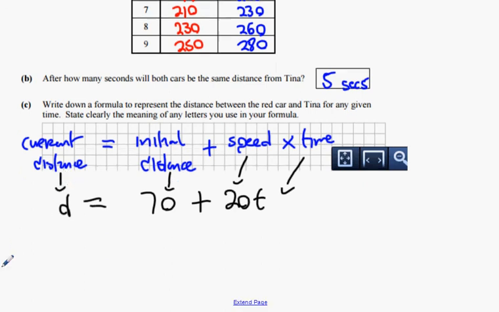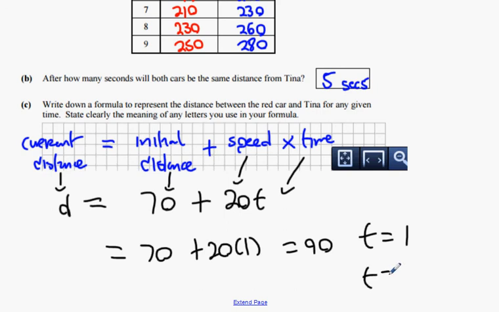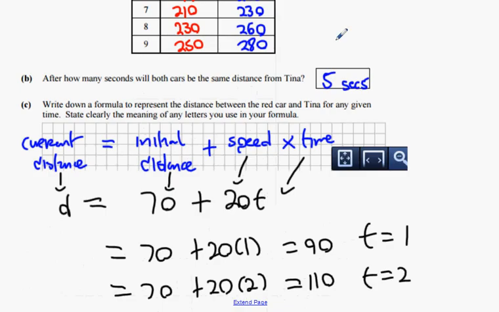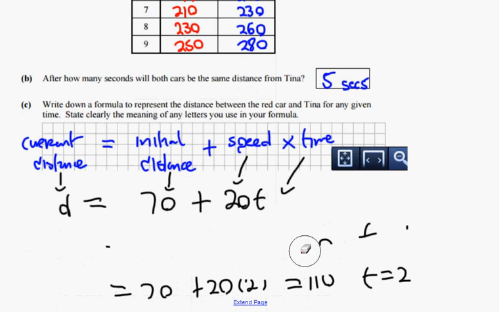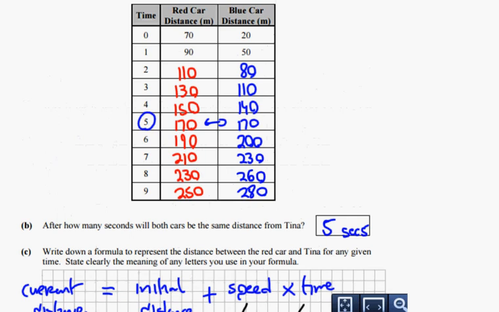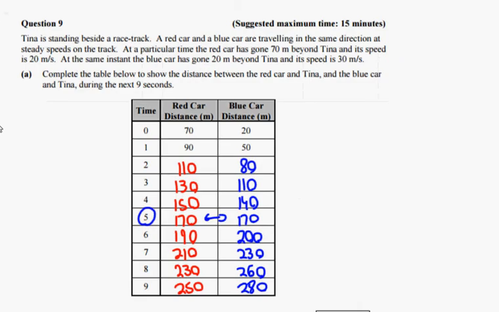So as an example, if T equals 1, it would be 70 plus 20 times 1, and that will get you 90. If T equals 2, it'd be 70 plus 20 multiplied by 2, which will get you 110. And you can see that that formula matches with your 2 points on your red value there. So that's how you know you're correct. So look guys, the answer to that question is just this part here: 70 plus 20t.